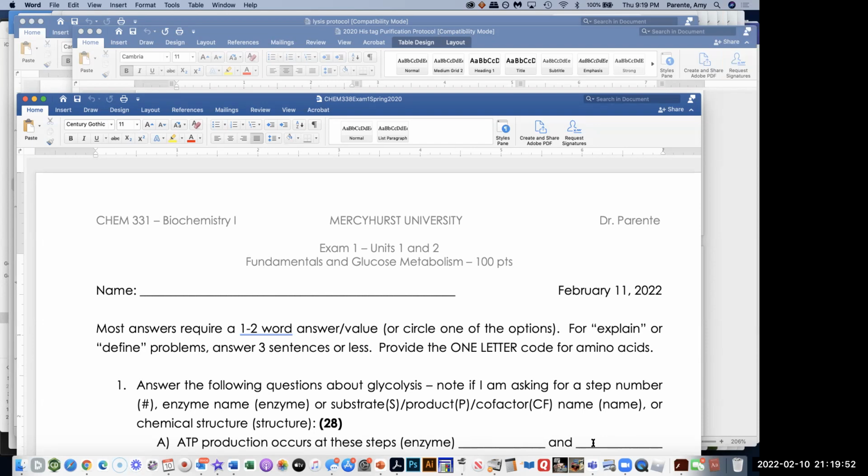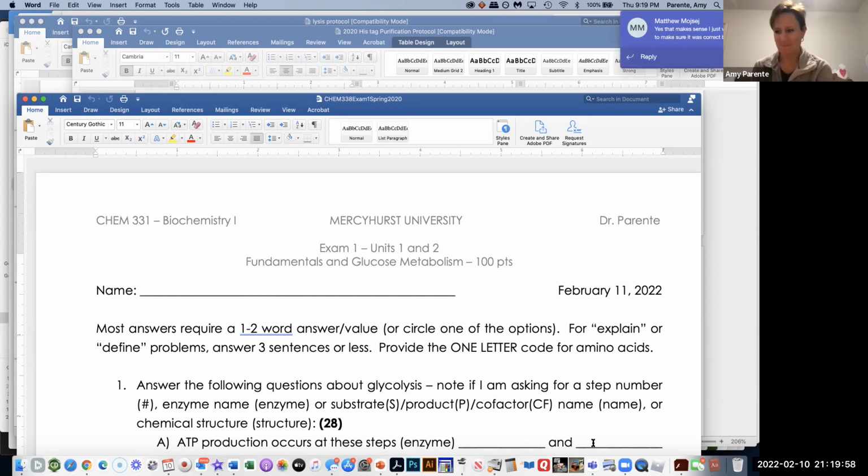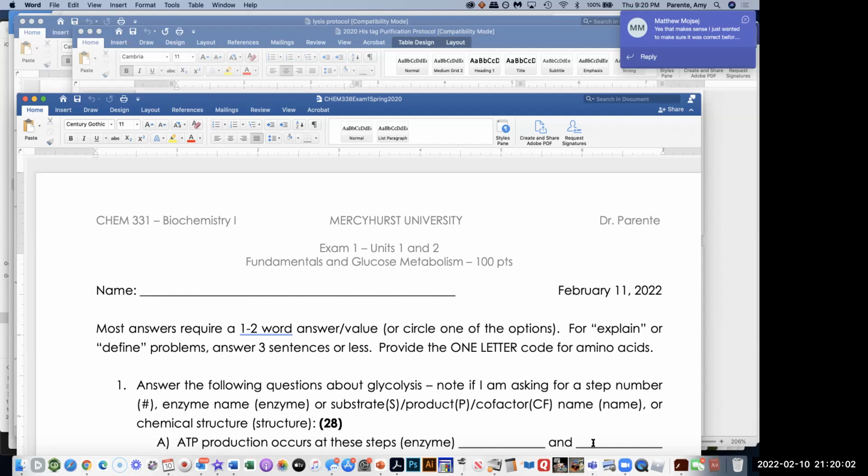All right, go ahead, JP. So pyruvate kinase is step 10. Yep. And then it's 1,3-BPG, it removes a phosphate, makes 3PG, and then the isomerization is right after.